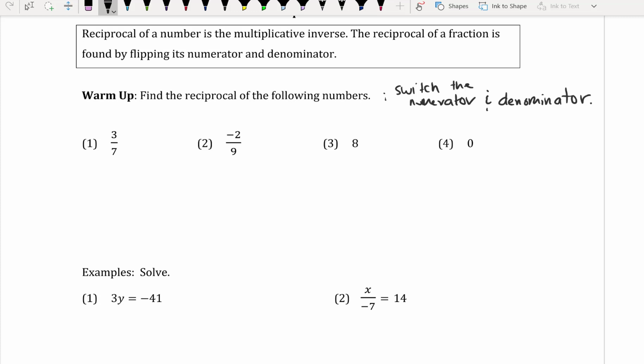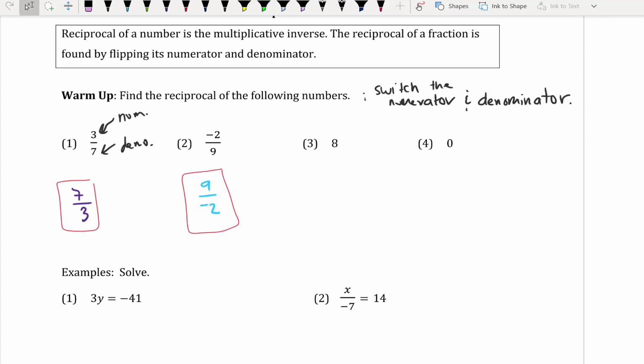So if we are switching the numerator and the denominator, well, I know here that my numerator is 3 and my denominator is 7. So if I'm finding the reciprocal, I'm going to switch it. So I have 7 over 3. Again, for number 2, I'm just going to switch my numerator and denominator. So the reciprocal would be 9 over negative 2.